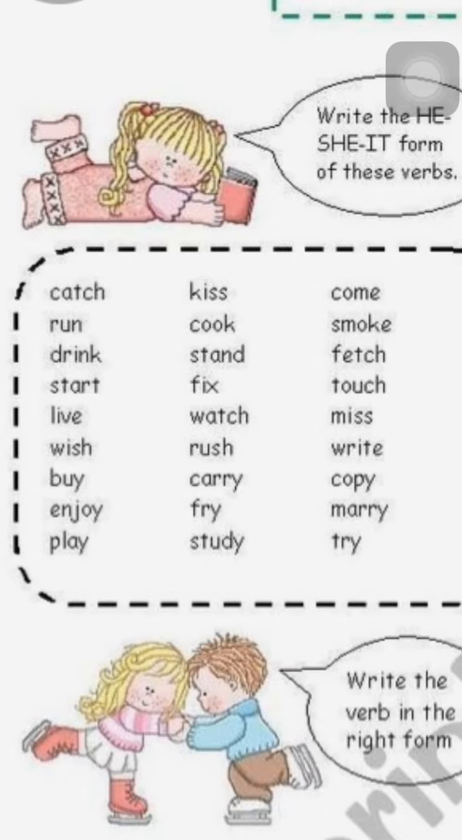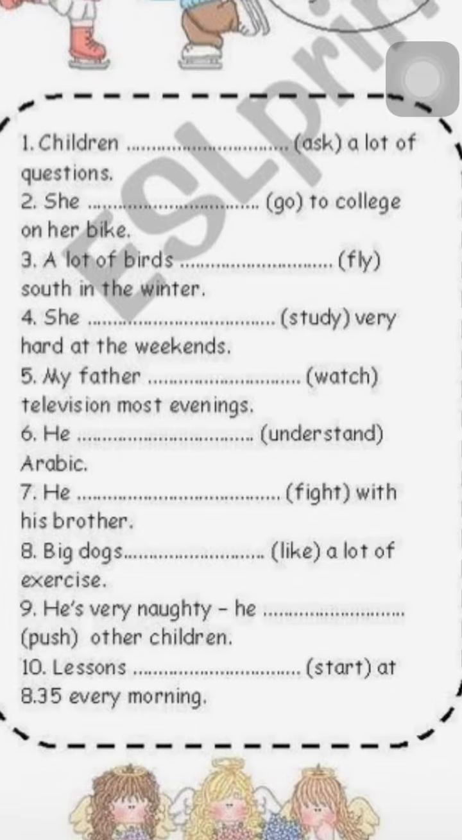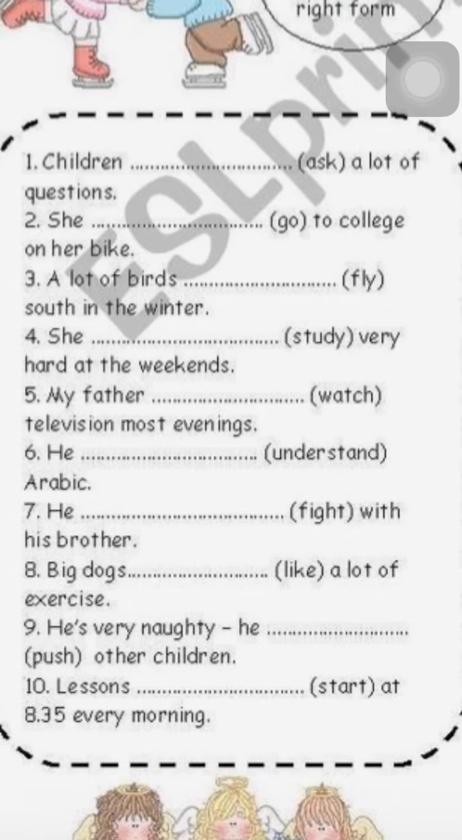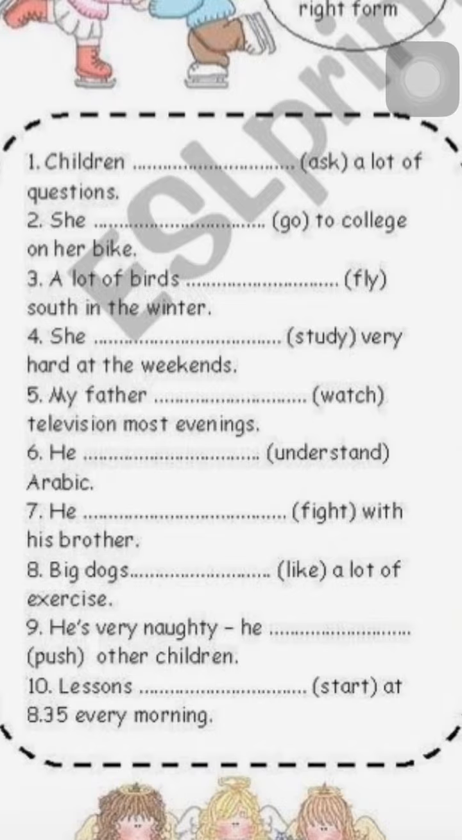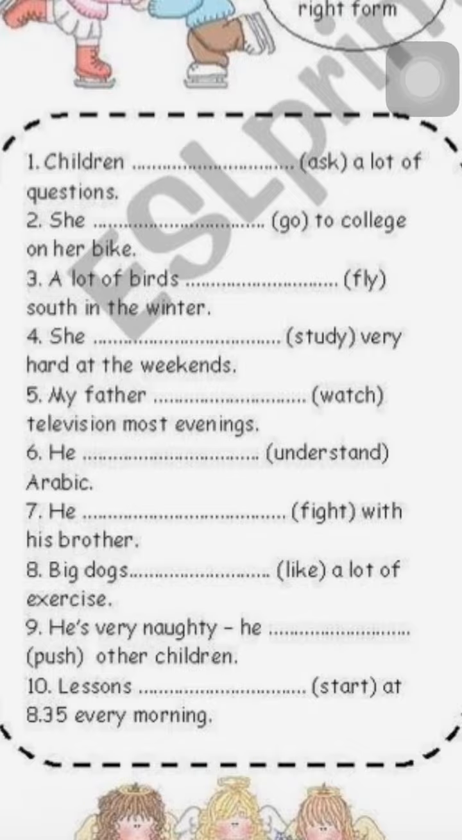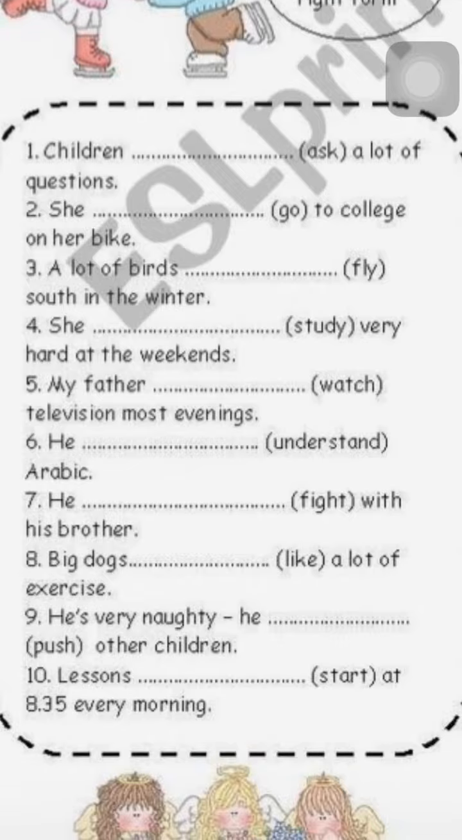So we have to put a singular subject before these verbs in order to add s or es. This example: children ask or asks? Yes, excellent. Ask without s, because children is a plural subject, so we add nothing. She go or she goes? Yes, excellent, she goes, because it's a singular subject, and we add es because it ends with o. A lot of birds, flies or fly? Yes, excellent, fly with no additions.